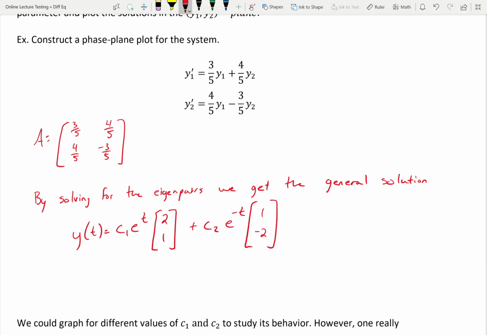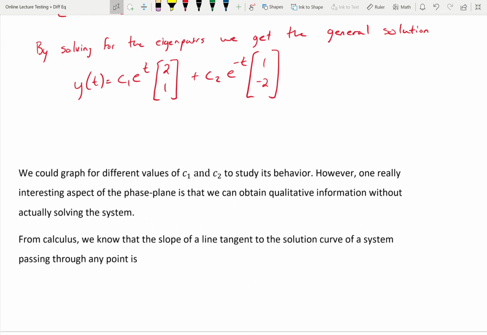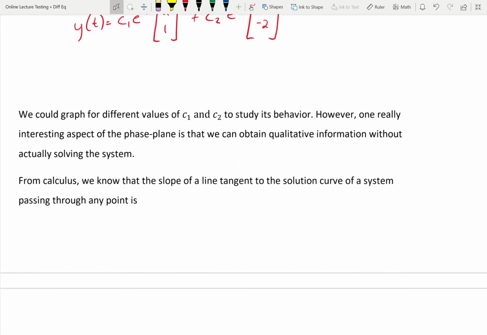And so what we could do then is plug in varying values of c1 and c2 and graph the solutions that way. So we could study its behavior that way. That would take quite some time, but we could do it. However, one really cool aspect of the phase plane is that we can obtain qualitative information without actually having to solve the system at all. So from calculus, we know that the slope of the line tangent to the solution curve of a system passing through any point is given by the following.